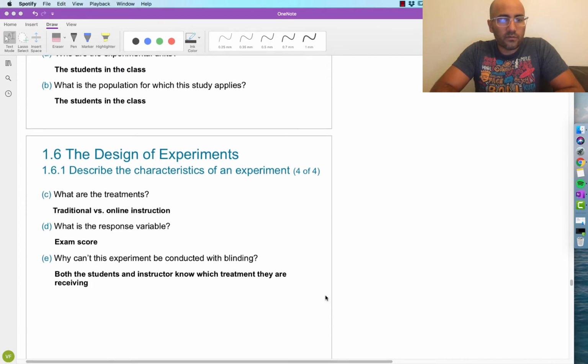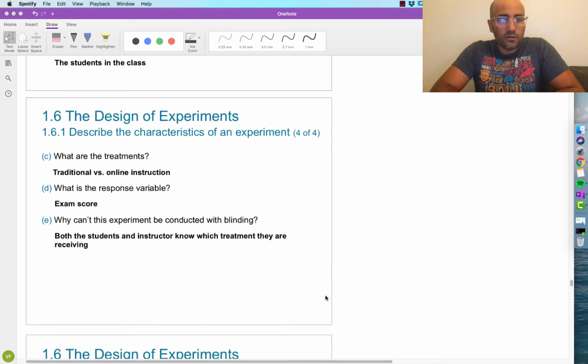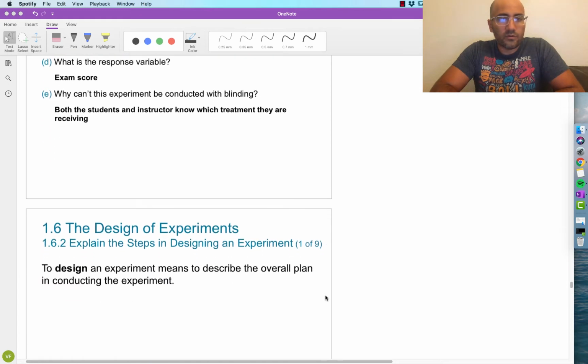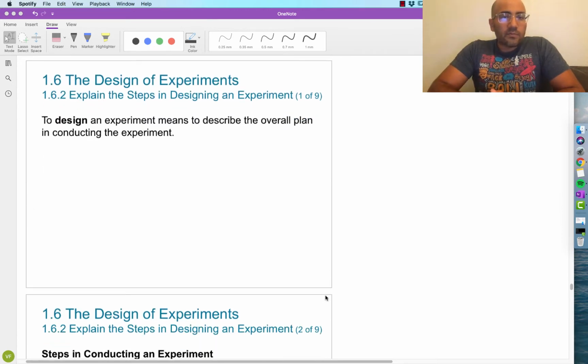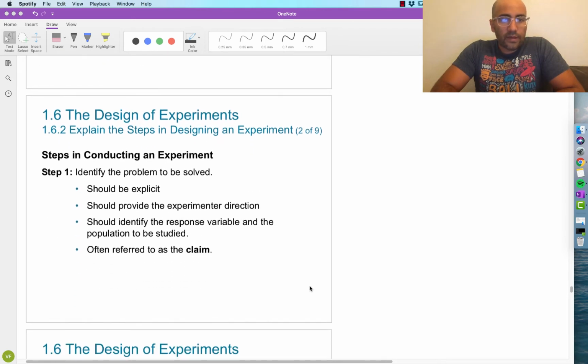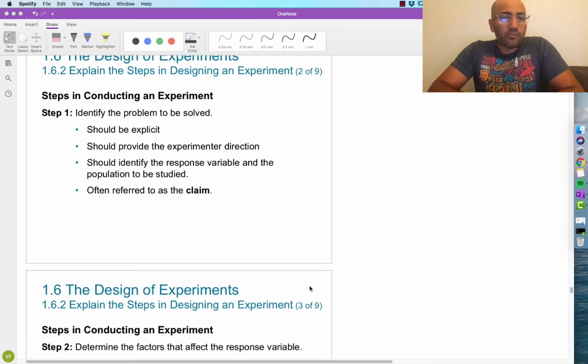Okay, good. Both students and instructor know which. To design an experiment means to describe the overall plan in conducting the experiment. There's several steps that this author recommends. Step 1, identify the problem to be solved. So clearly identify, in an explicit manner, the problem you want to solve. It should provide experimental direction. It should identify the response variables and the population to be studied, often referred to as the claim. So what is it you want to test?